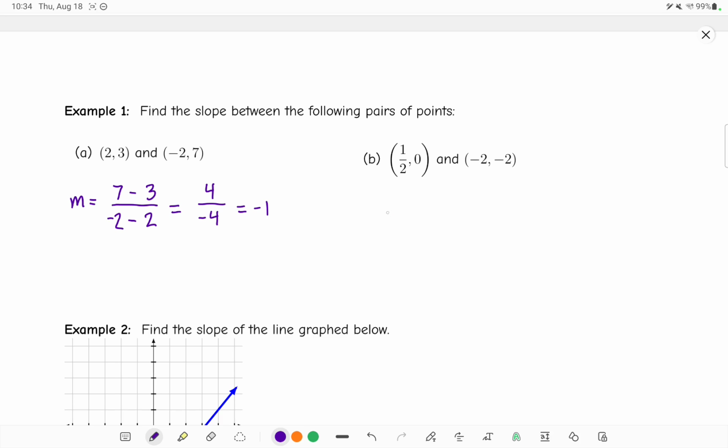B. Slope m will equal -2 minus 0 over -2 minus 1/2. -2 minus 0 is -2. -2 minus 1/2 is -5/2. Now I want a single fraction though, so this would be -2 times -2/5. Put that over 1, and we get -2 times -2 is +4, and 1 times 5 is 5. So the slope for B is 4/5.